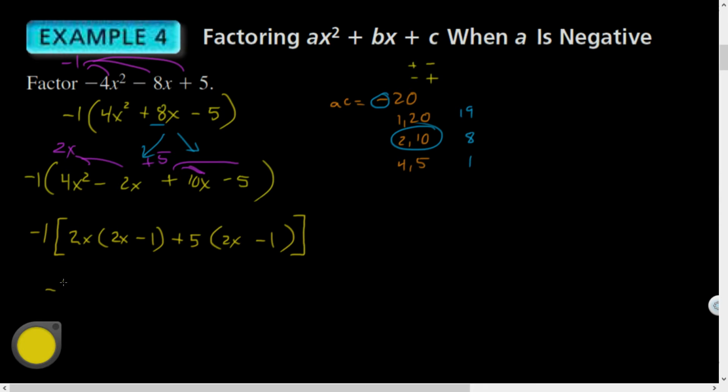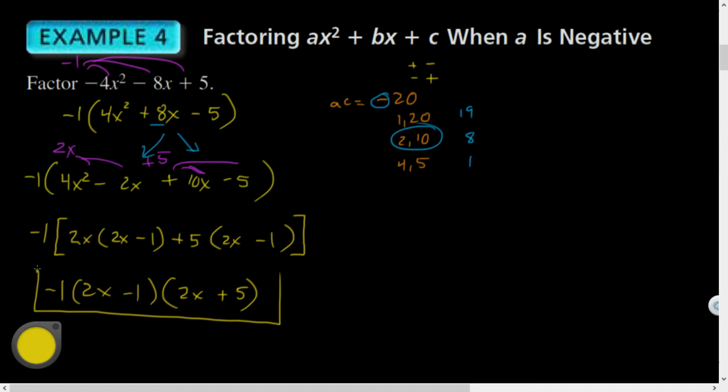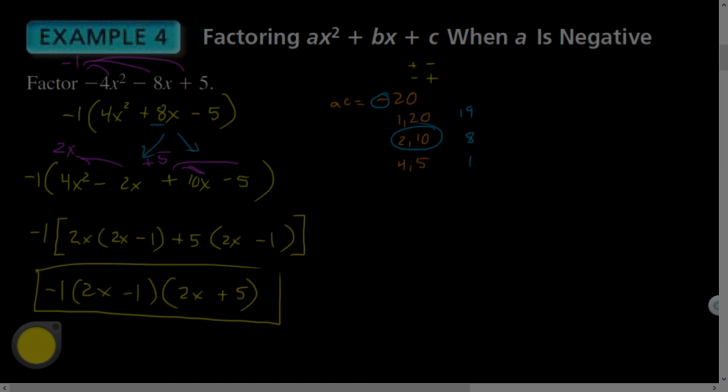So my solution is -1 on the outside times 2 sets of parentheses. I'll have 2x minus 1 in one of those sets, and then the GCF in the other, the 2x plus 5. All right, and that is my answer. So the only weird thing about this is that there was a minus sign on the outside of the whole thing. A little bit weird, but it still works. You just got to remember that all the way at the end.